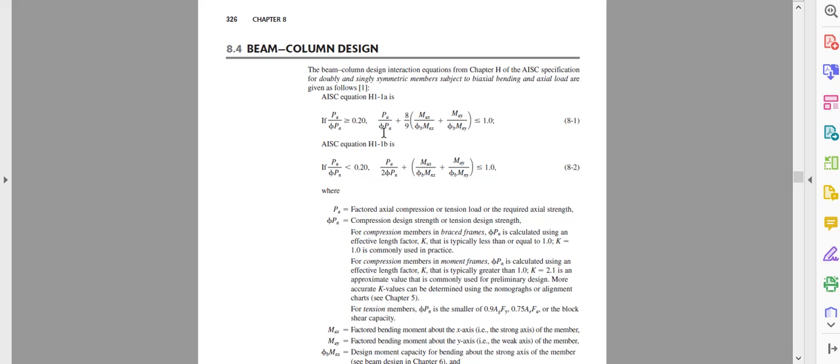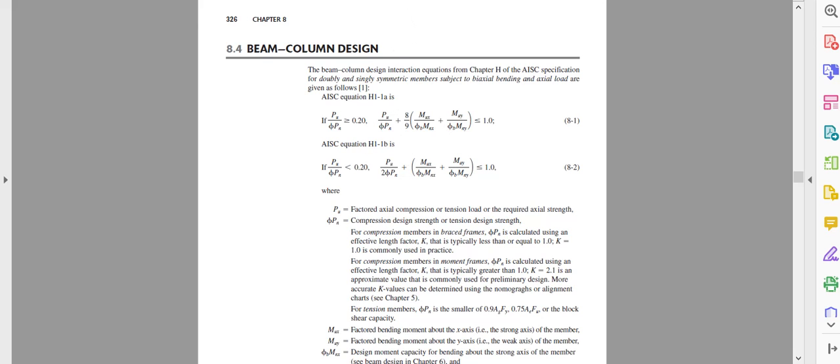Here, Pu over phi Pn, Pu over phi Pn, there is a 1 over 2 here, 8 over 9 here, there is no 8 over 9 here. So the change is 1 over 2 and 8 over 9. That is the only change between these two equations. So you need to understand all the parameters. Now the good news is that most of the parameters are known to you.